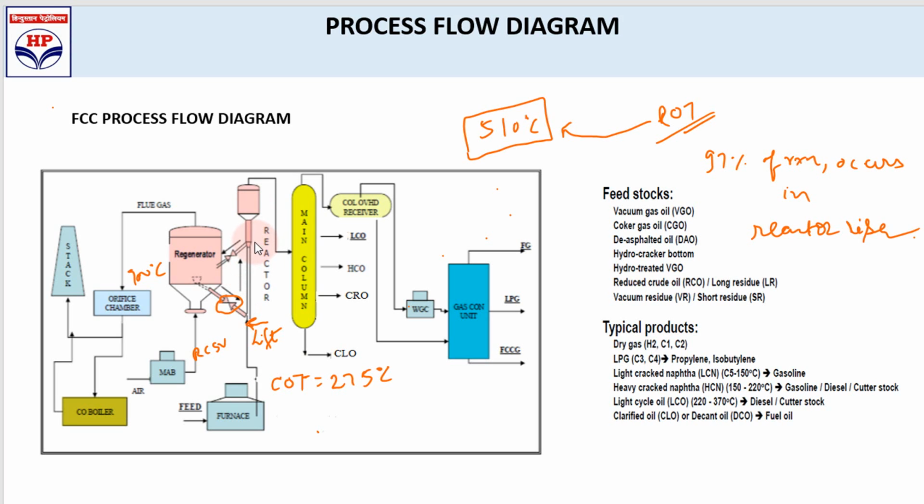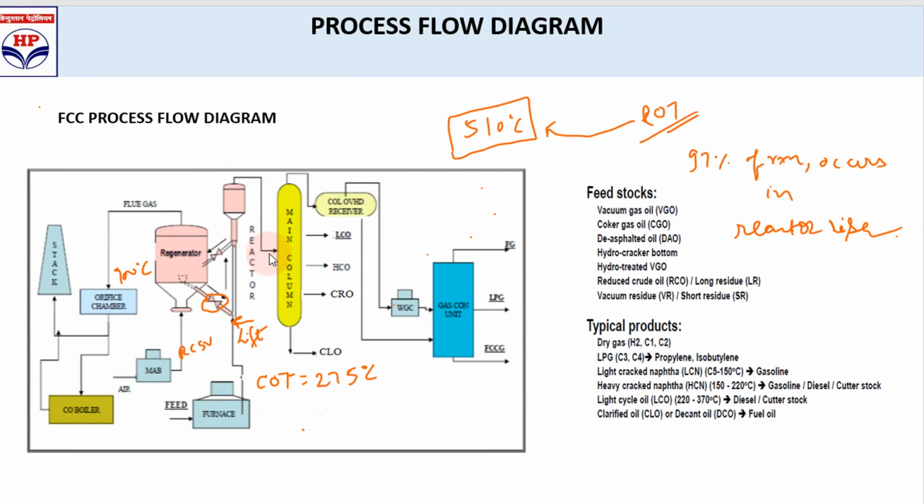The purpose of the cyclone is to separate the catalyst from the reaction mixture. So the catalyst comes below, and the gaseous vapor mixture goes to the top, to the reactor vapor line. This is the reactor vapor line, it goes into the main column, correct? So whatever reaction mixture we get after the reaction is fed into the main column. This we call a fractionator.